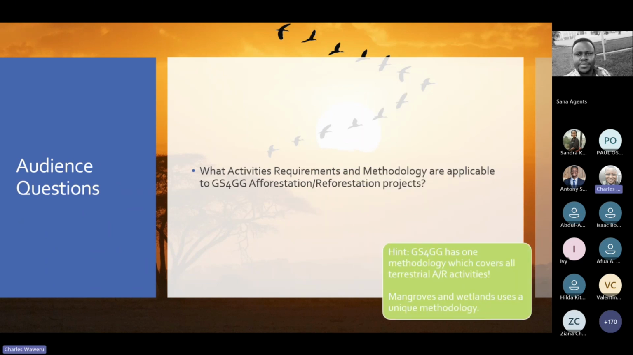Okay, and as I mentioned before, you consider using the CDM methodology. Look and see if the Gold Standard has its own methodology for the particular mitigation activity. If the answer is yes, then you'll be required to use it.